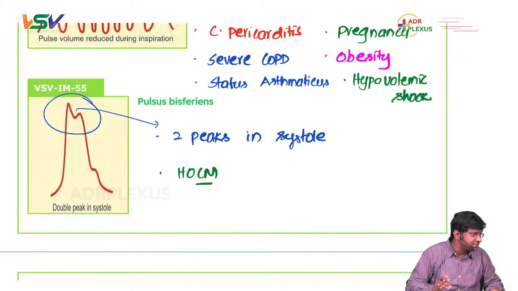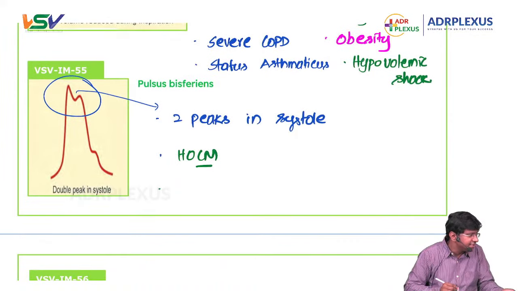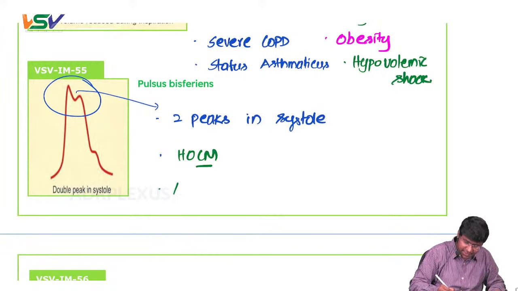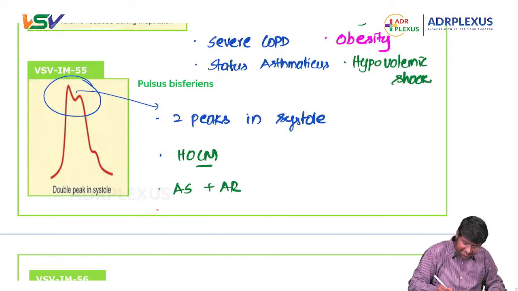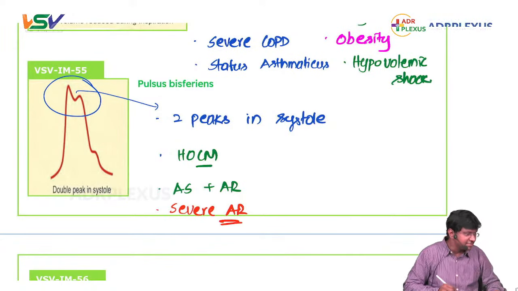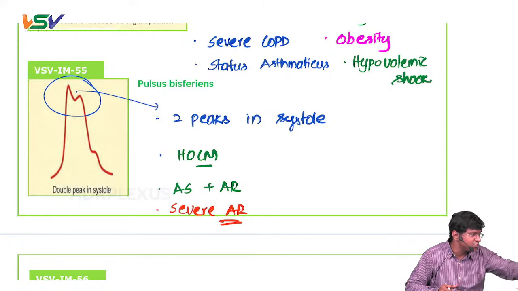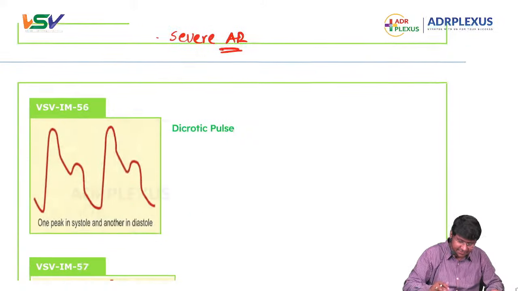What are the other conditions? You should not tell AS only, Vijaya. AS should be associated with AR. Or isolated severe AR, you can have this pulsus bisferiens. It is characterized by two peaks in the systole, right?